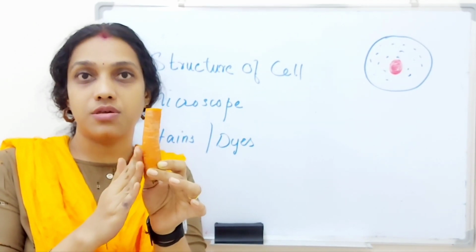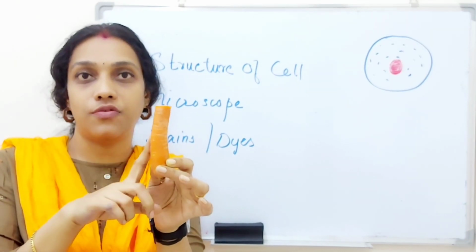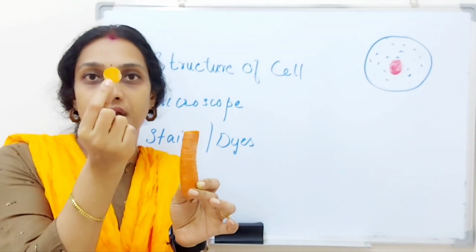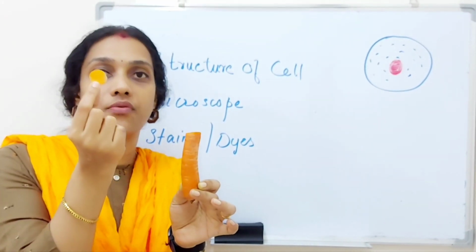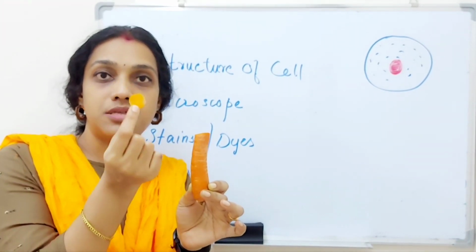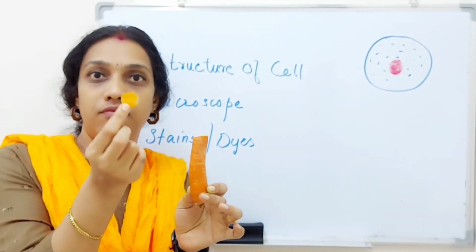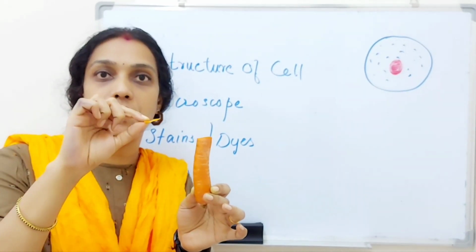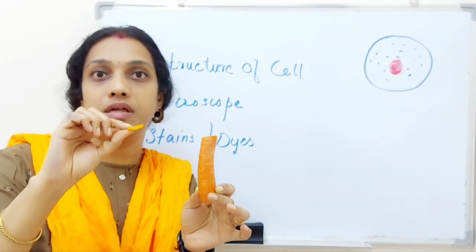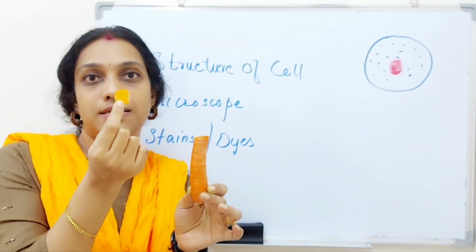So to study the structure of a carrot root, what do we need? We need a thin section of the carrot. For that, I have already cut one thin section. This is a cross section of the carrot root. Now what do we have to do? We have to keep this material, or a portion of it, on the slide. Then we stain it, keep it on the stage of a microscope, and observe. Then we can see the fine details of the root cells.